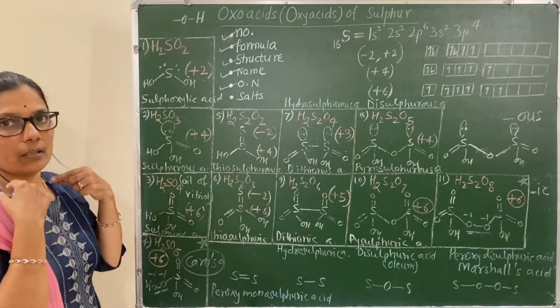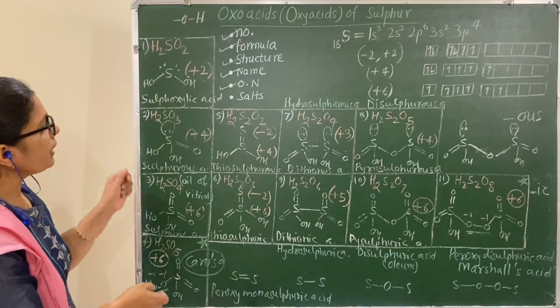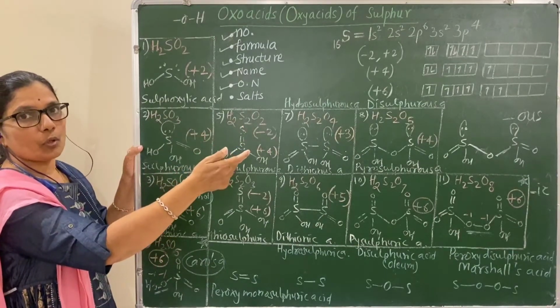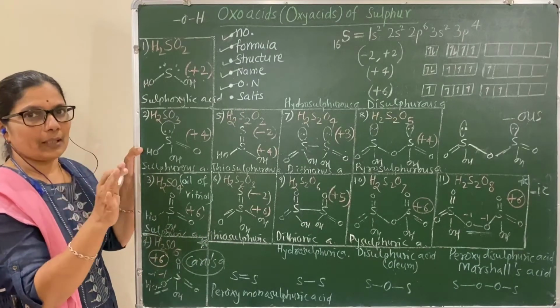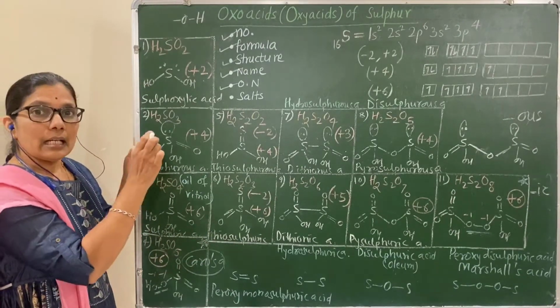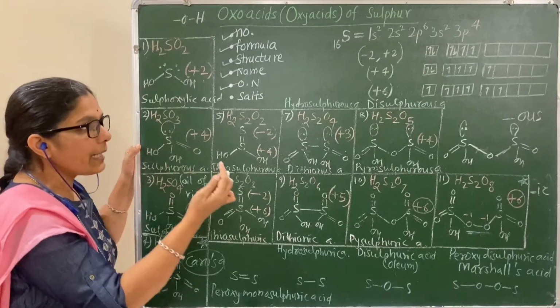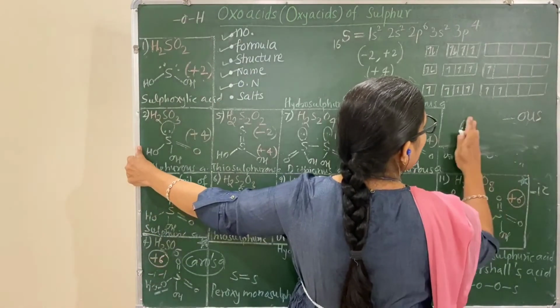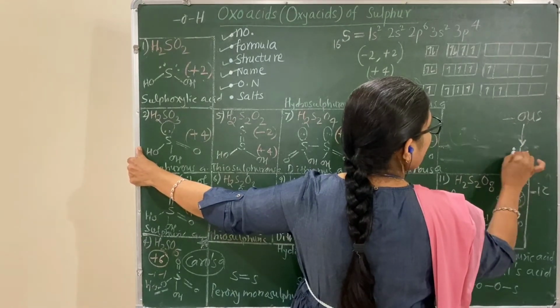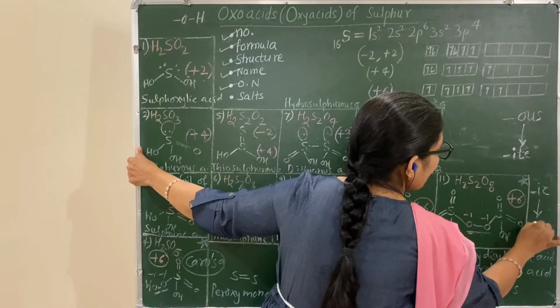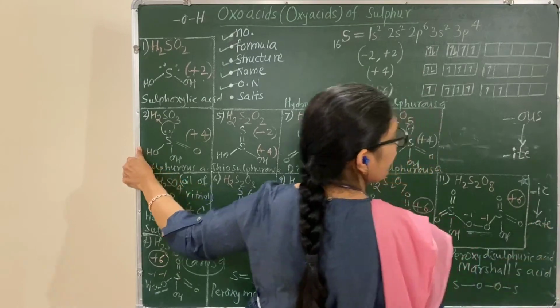Okay. Next. Now, salts. Actually, you know that acids react with bases to form salts. Okay. Now, remember, you know that also: ous acids give ite salts. Ous acid gives ite. And ic acid gives ate salts.